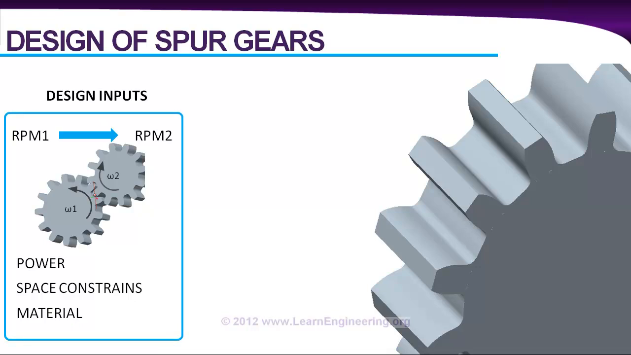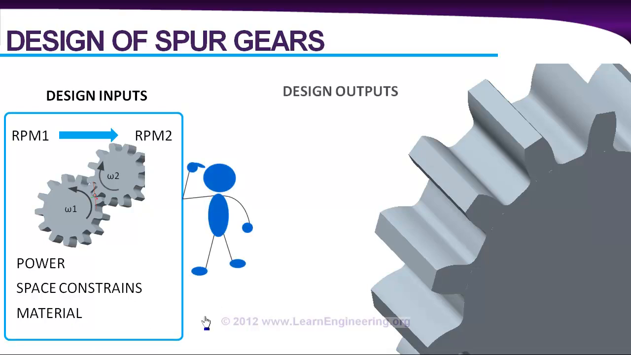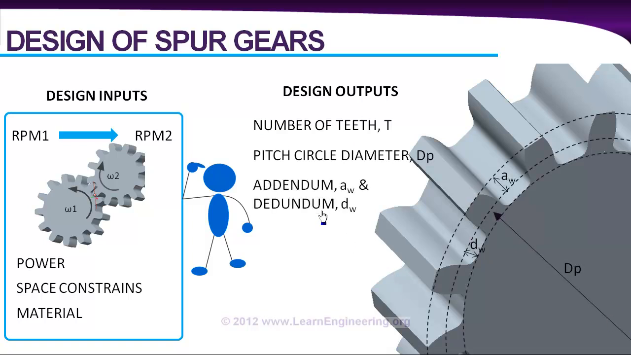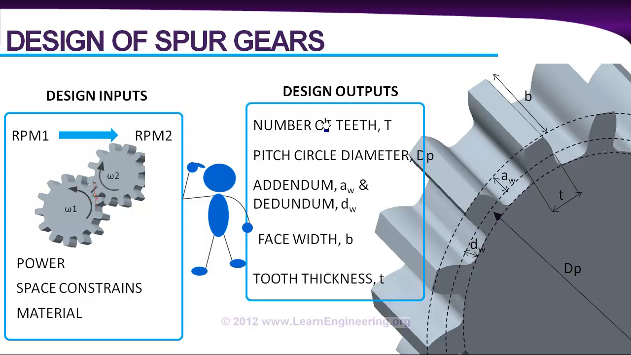So using this design data, the designer has to find out the following gear parameters, such as number of teeth on both the gears, pitch circle diameter, addendum and dedendum, face width, and tooth thickness. So these are the outputs we are expecting from a gear design. So let's see how we can deduce these values from this input data.